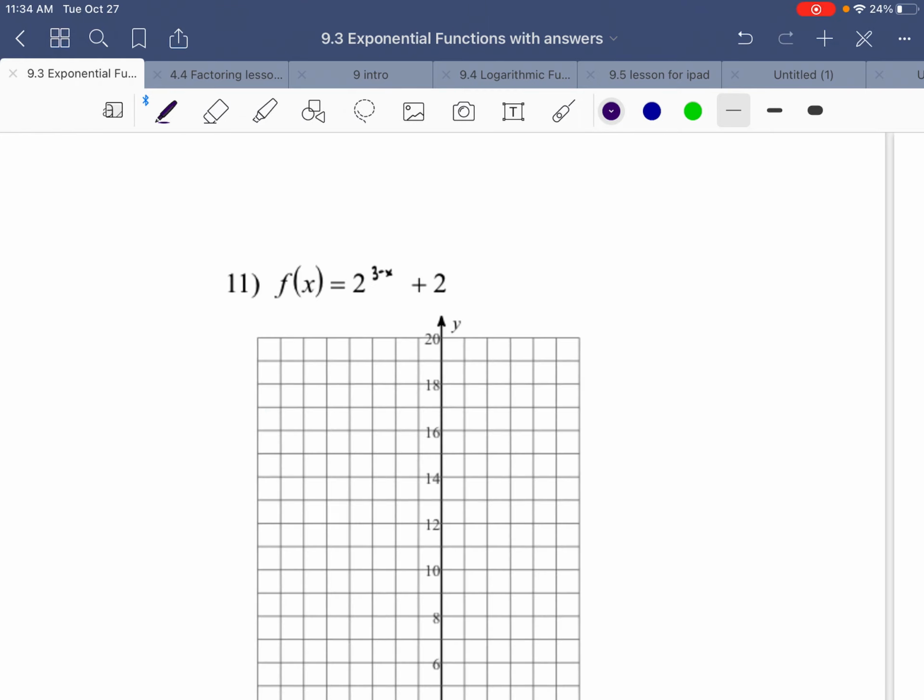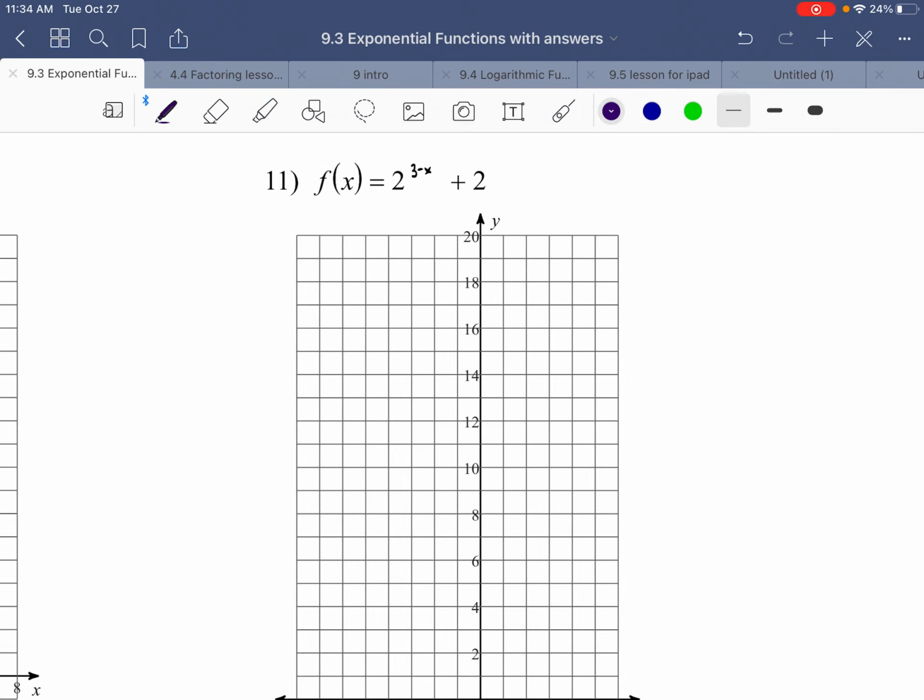Now let's look at this one, because this one's a little bit different and it's definitely on your assignment, but I didn't want it to be tricky for you. f(x) is equal to 2 raised to the 3 minus x, plus 2. Notice that the 3 and the x are kind of switched from the way we're normally used to seeing it. So let's rewrite it.